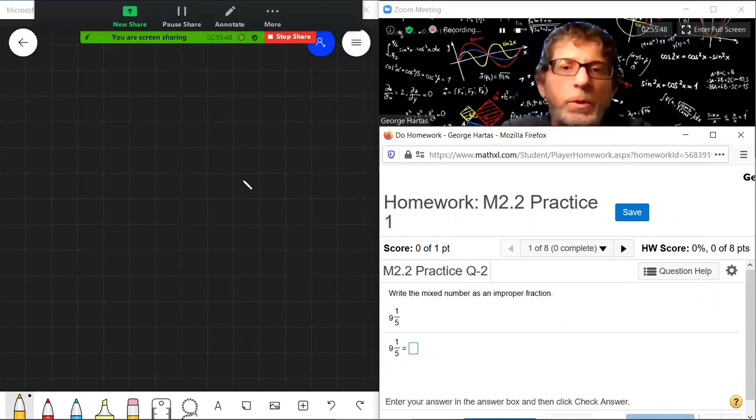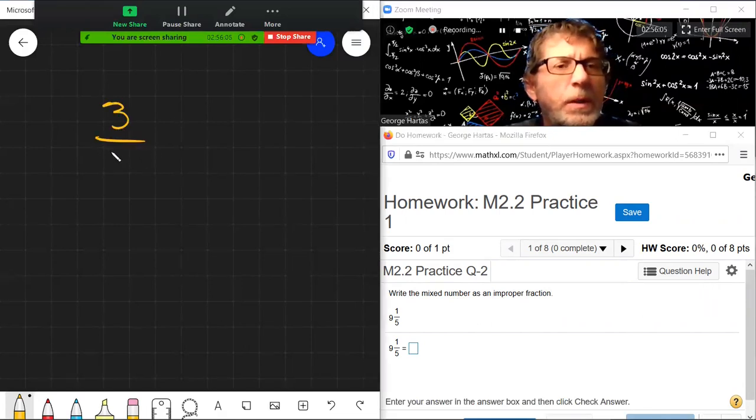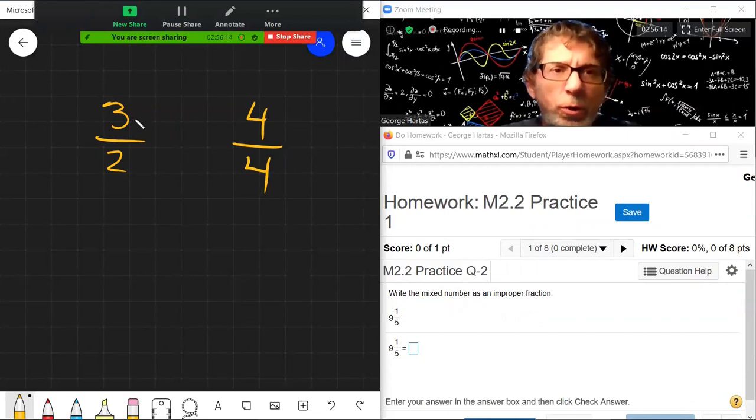All right, so here we're looking to convert a mixed number to an improper fraction. Now, if you recall, an improper fraction looks like this. Here's an example of one. And here's another example of another one. An improper fraction happens when the numerator is greater than or equal to the denominator. That's an improper fraction. Now, we also have this concept called a mixed number.